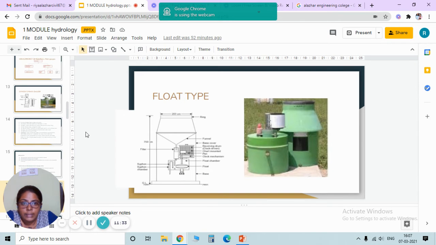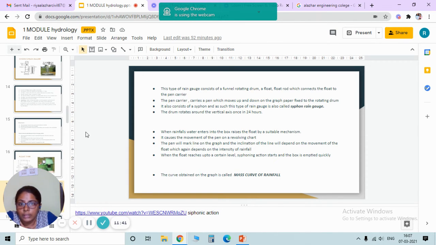Now, let's see what is float type. This is a diagram of a float type rain gauge. In the float type rain gauge, there is a funnel, a rotating drum, there is a float, and there is a float rod which connects the float to the pen carrier.